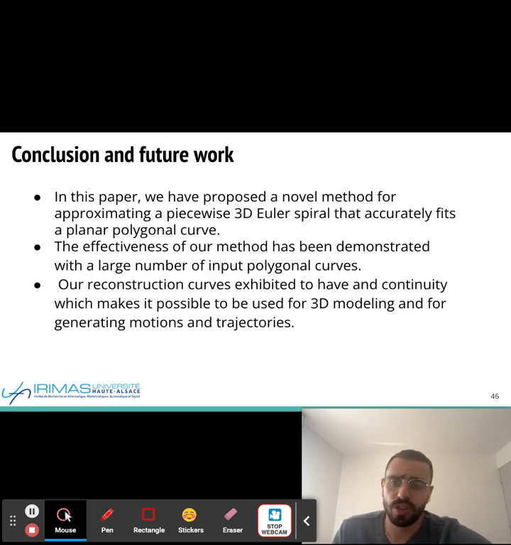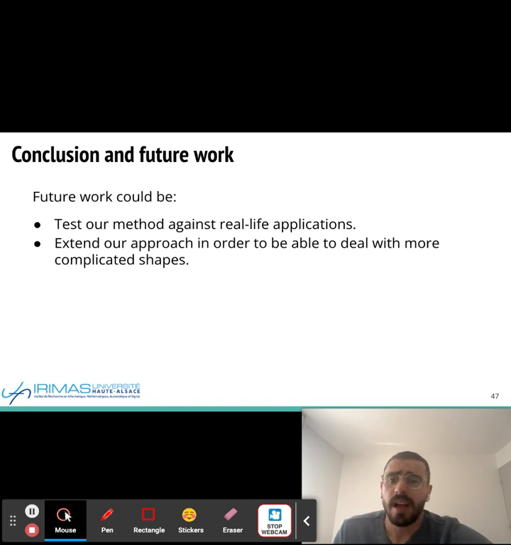So, as a conclusion, we have presented a method to compute an approximate 3D Euler spiral such that its orthogonal projection fits a planar polygonal curve. The effectiveness of our method has been demonstrated with a large number of input polygonal curves, and our reconstruction exhibits a continuity which makes it possible to be used for 3D modeling and for generating motions and trajectories.